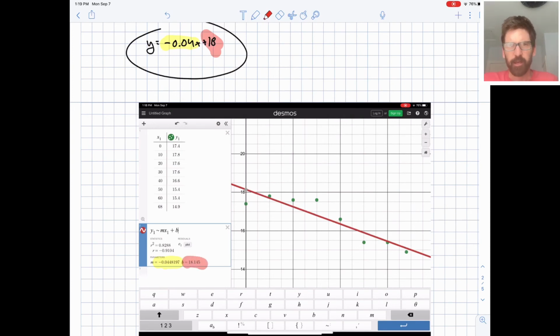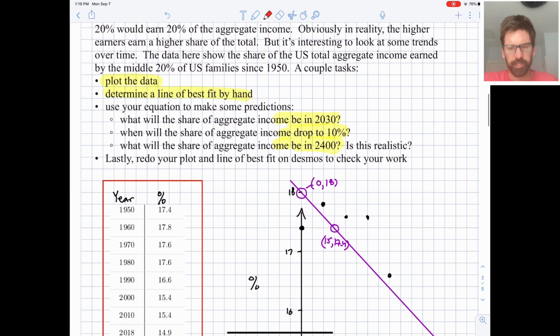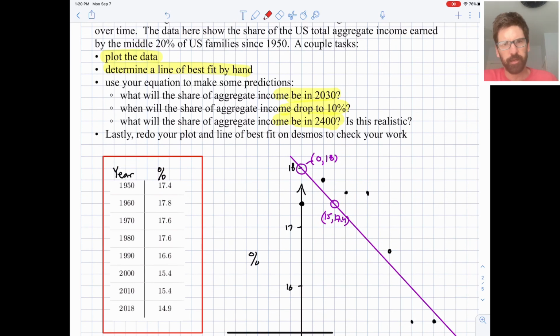All right, we are then asked to make some predictions. What will the share of aggregate income be in 2030? And I'm going to set these problems up for you. I'm not going to fully solve them, okay? So 2030 is, we need to think about the fact that that's year 80, since all our numbers are based on 1950 being our starting point. So we would just type in y equals negative 0.04 times 80 plus 18. And we would use our equation by hand to solve. I think I said earlier we would use the Desmos equation, but I changed my mind. Let's use the equation by hand.